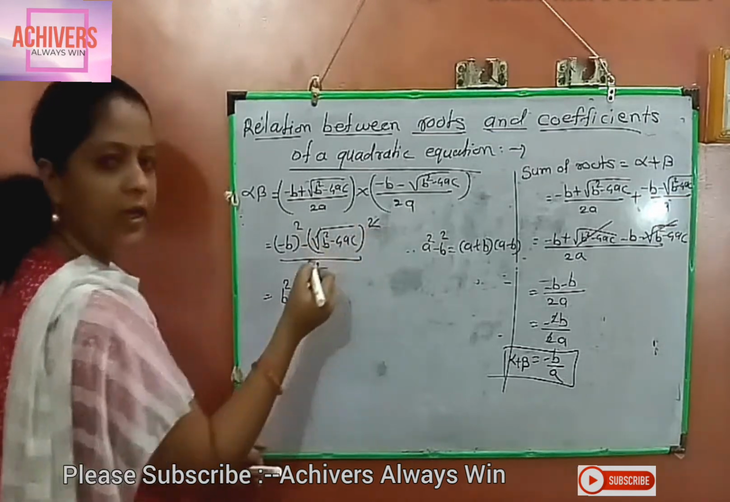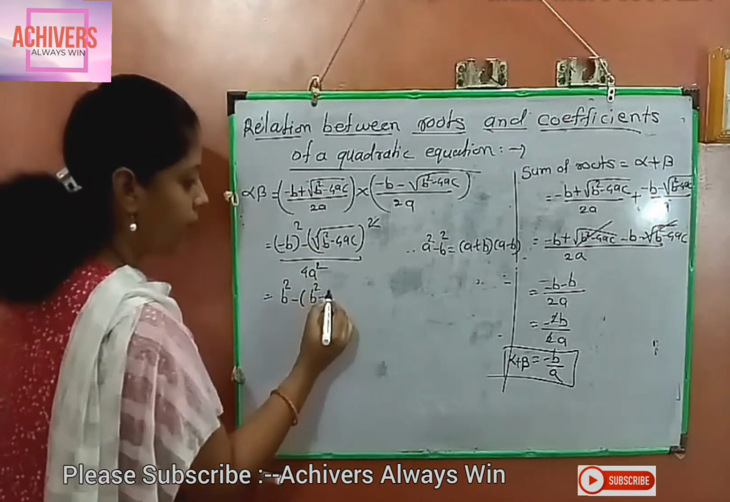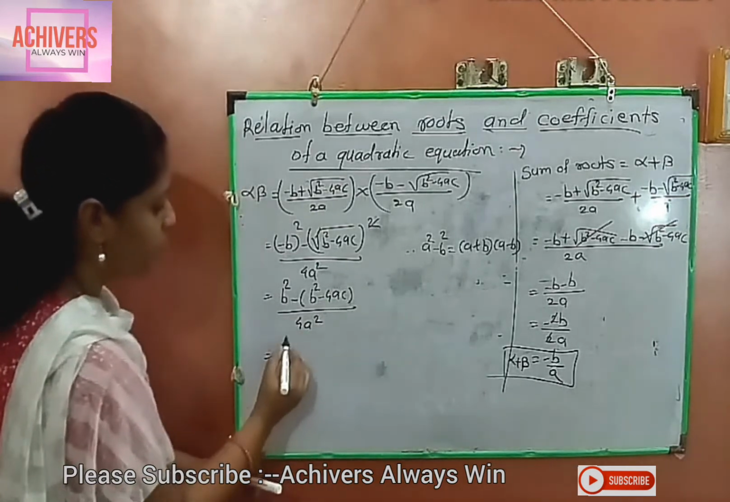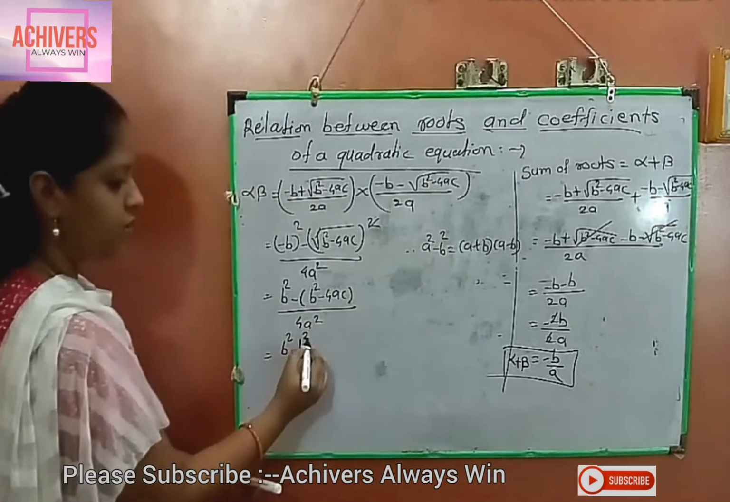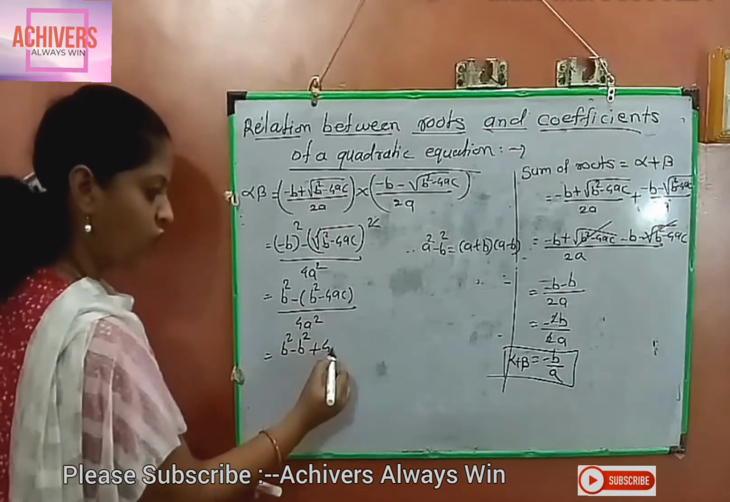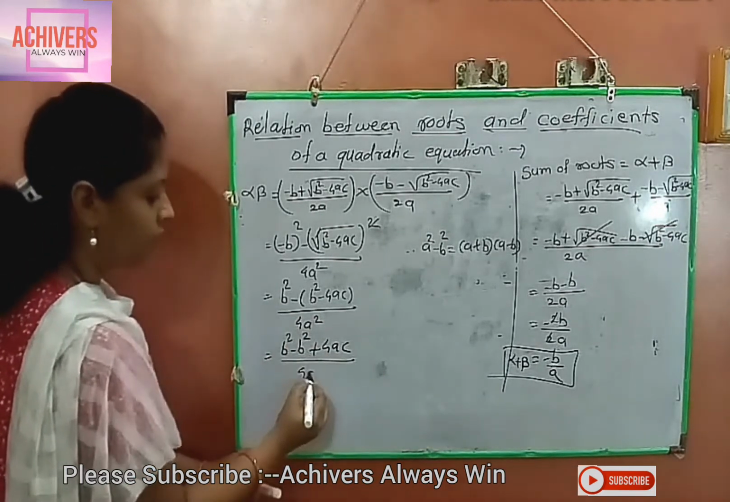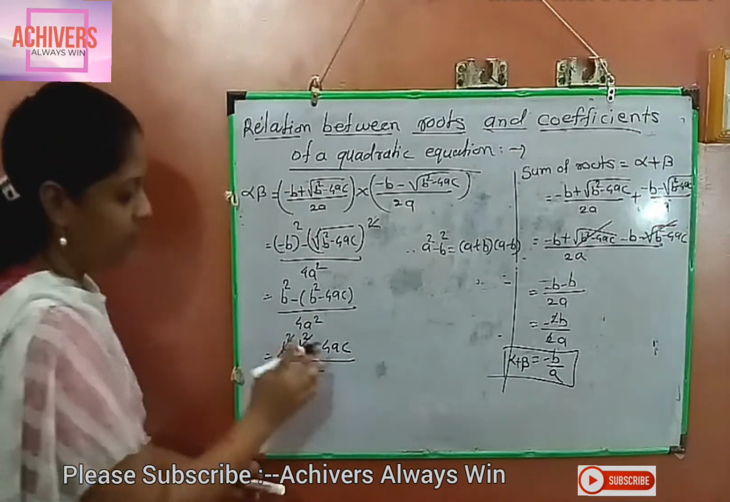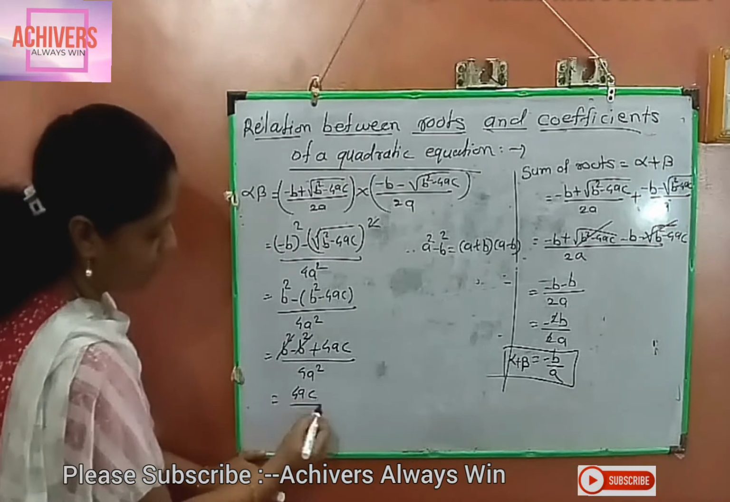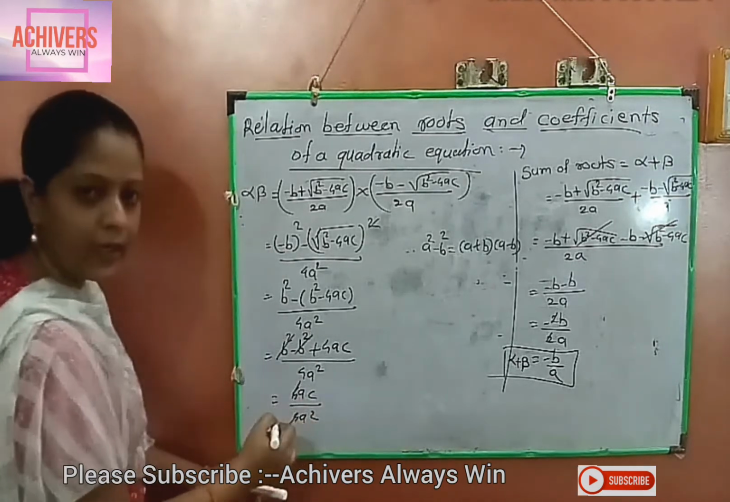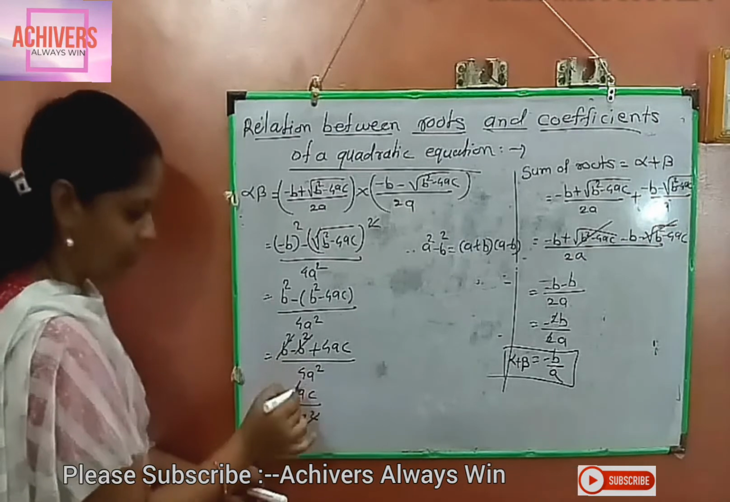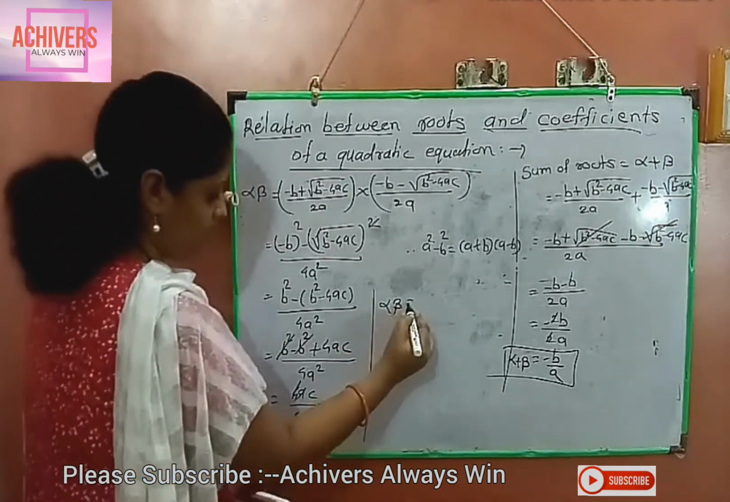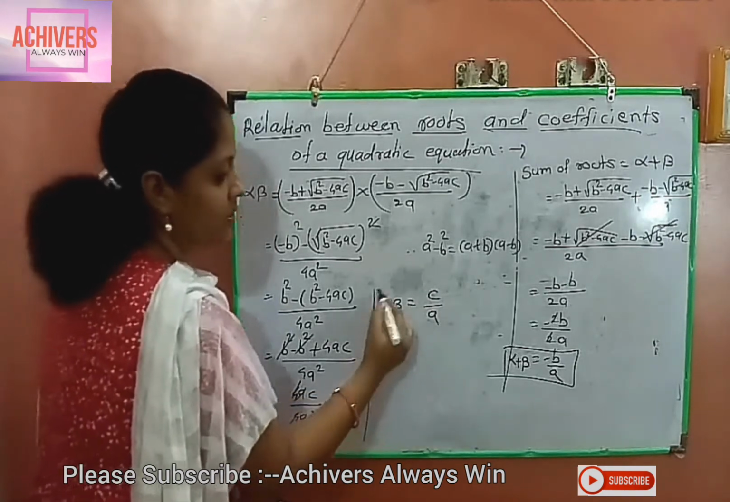The square and square root get cancelled. So b square minus, open the bracket, b square minus 4ac upon 4a square. Minus b square, minus minus gives plus 4ac upon 4a square, is equal to plus b square minus b square. The b squares get cancelled, which remains 4ac by 4a square. 4 gets cancelled, and in a square one a is cancelled. Here 1a cancelled, so we get product of roots is equal to c by a.